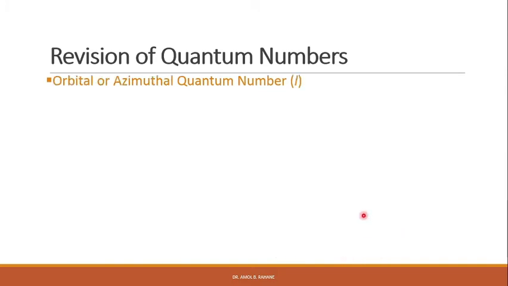So, the next quantum number is the orbital or azimuthal quantum number L. The azimuthal quantum number was proposed by Sommerfeld in order to explain the fine structure of the hydrogen atomic spectrum.